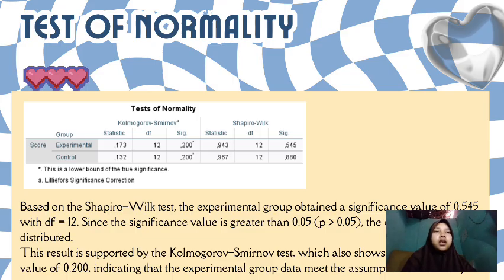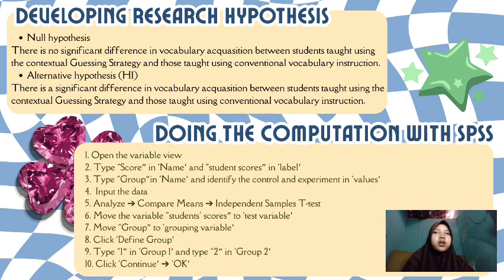So this is the result of the test of normality. Based on the Shapiro-Wilk test, the experimental group obtained a significance value of 0.545 with df 12. Since the significance value is greater than 0.05, the data are normally distributed. Next, state the hypothesis. The null: there is no significant difference in vocabulary acquisition between students taught using the contextual guessing strategy and those taught using conventional vocabulary instruction. And then the alternative: there is a significant difference in vocabulary acquisition between students taught using the contextual guessing strategy and those taught using conventional vocabulary instruction.